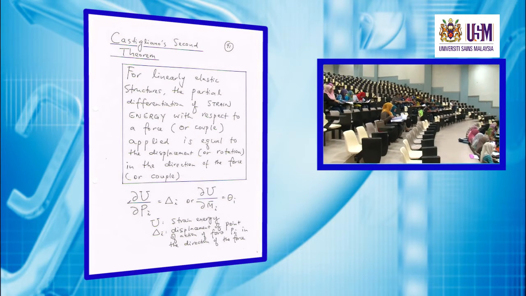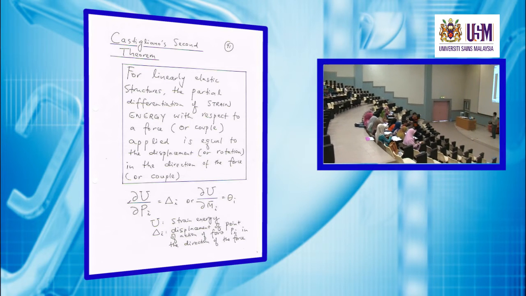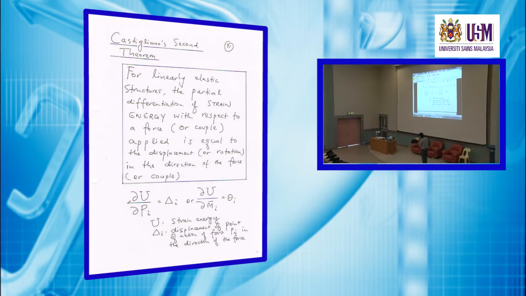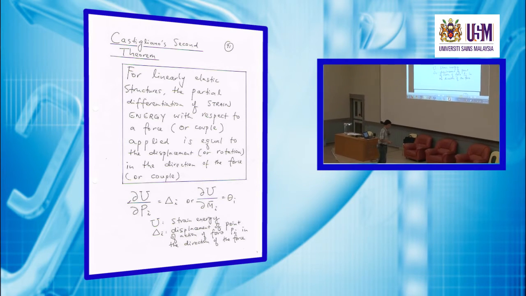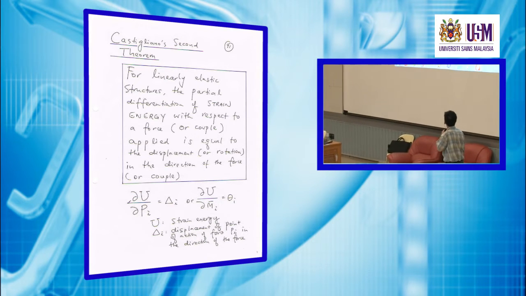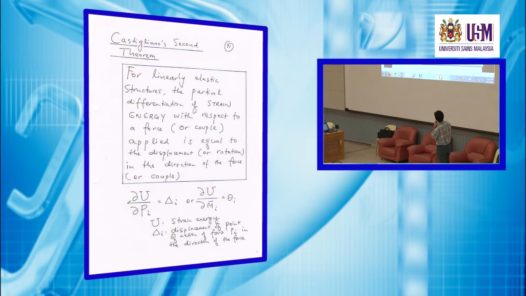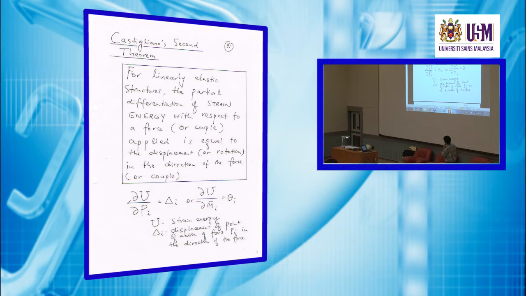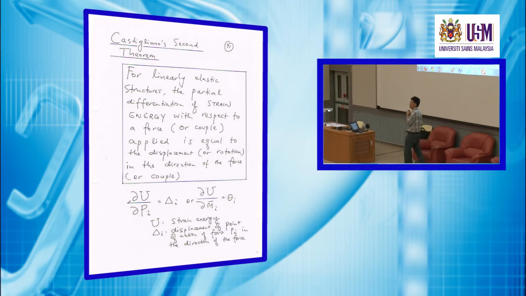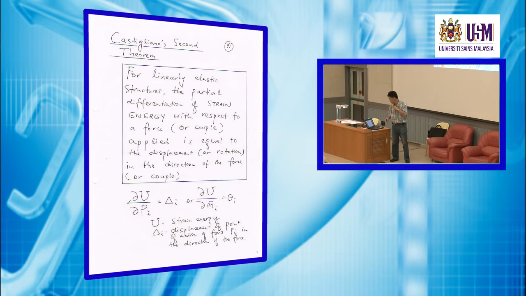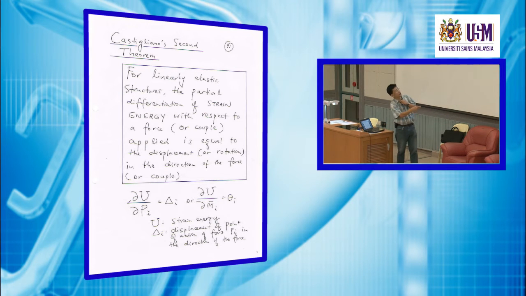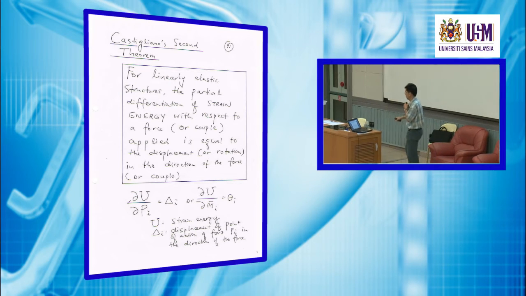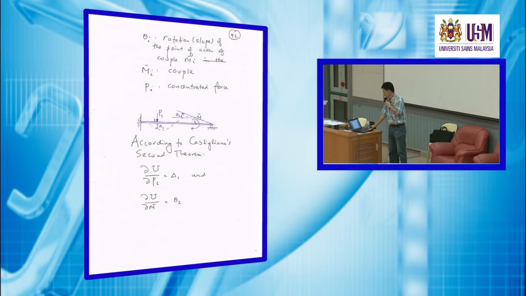In equation form, this is the equation that we use to represent Castigliano's second theorem. Partial differentiation of strain energy U with respect to force P gives displacement delta in the direction of the force P at the location where the force is acting. If we want to calculate rotation or slope, then you differentiate the strain energy with respect to the applied moment or the couple, M i, so you get theta. So strain energy differentiated partially with respect to moment gives rotation, and with respect to force gives displacement in the direction of the force at the point of application of the force.